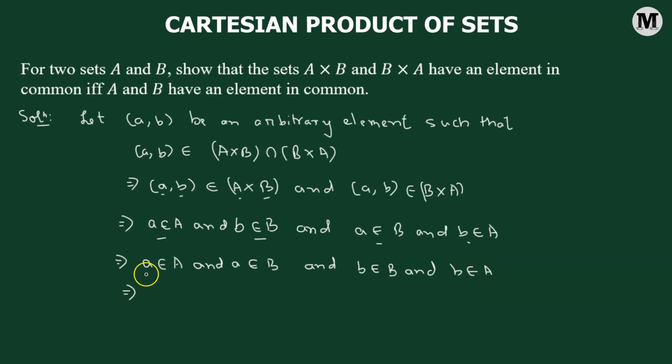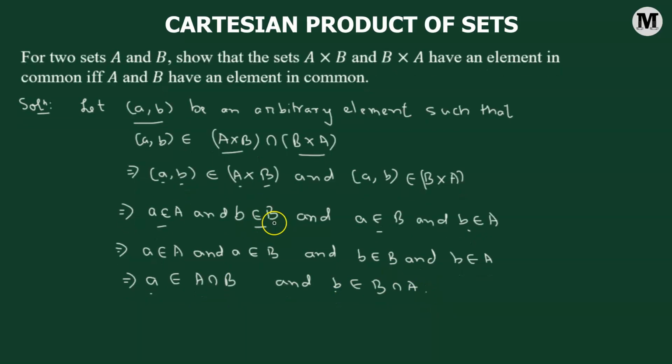Now what does it mean when we say that a belongs to both the set A and B? That simply means that a belongs to A intersection B, and b belongs to B intersection A. This tells us that if we have an ordered pair (a, b) that is common to the Cartesian product of A and B and the Cartesian product of B and A, then the element a is common to both A and B, and also b is common to both B and A. We can also solve this the other way around.